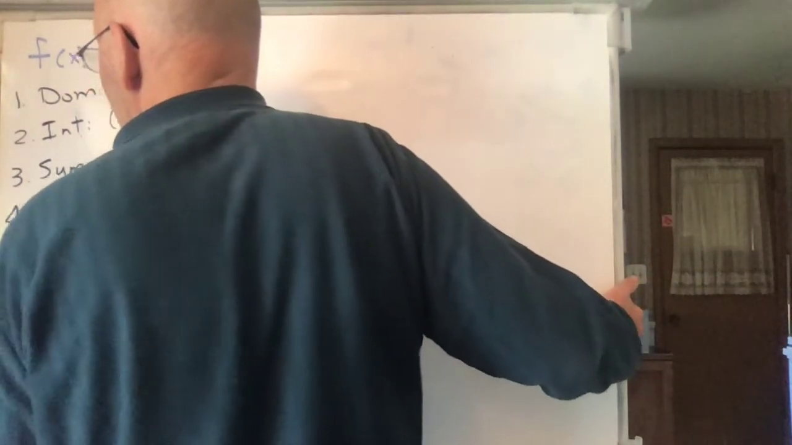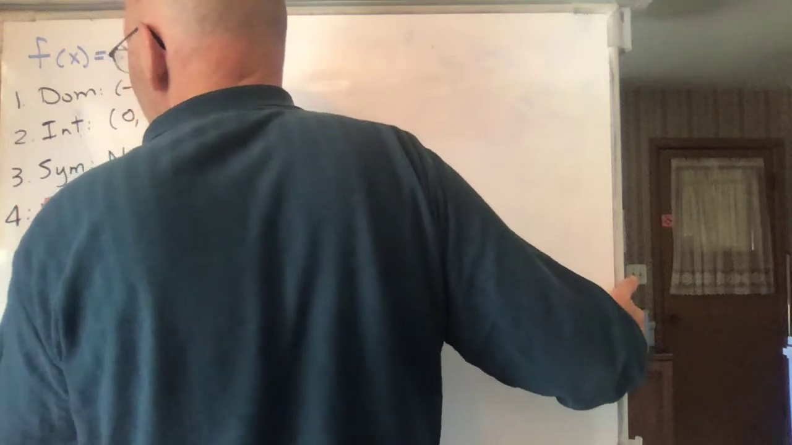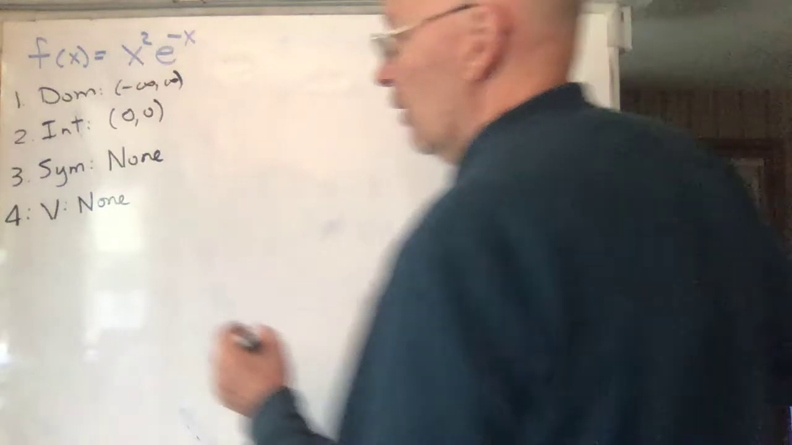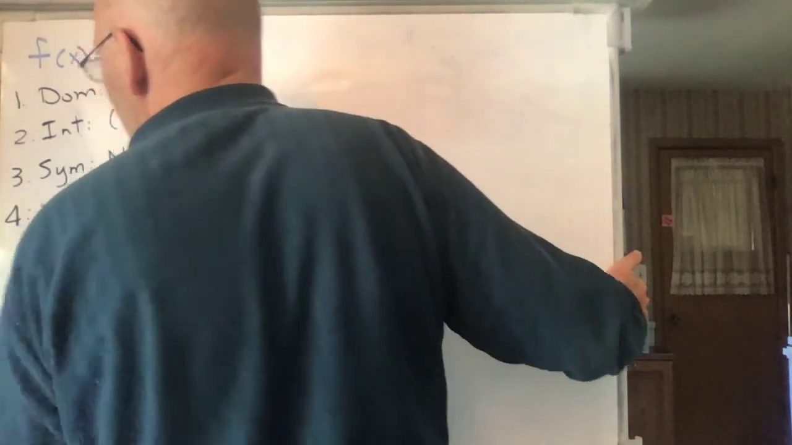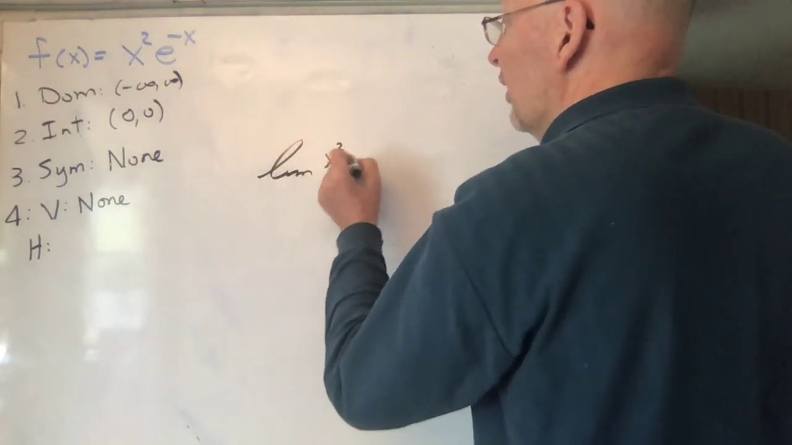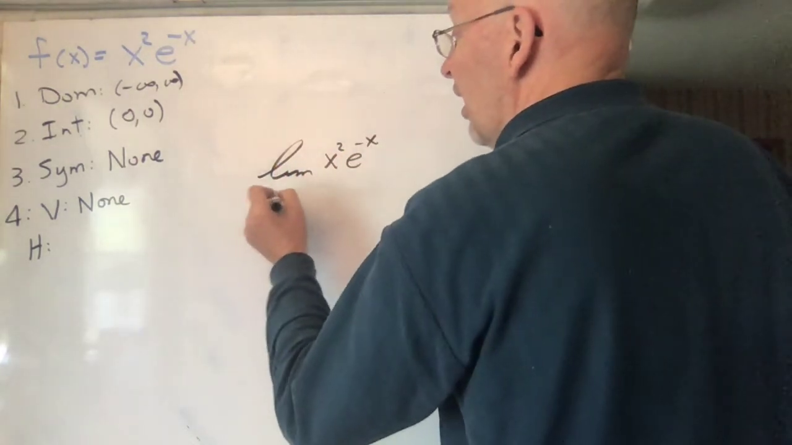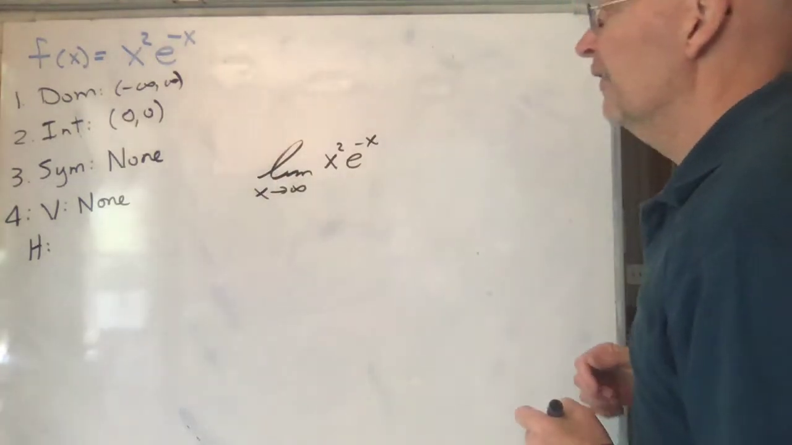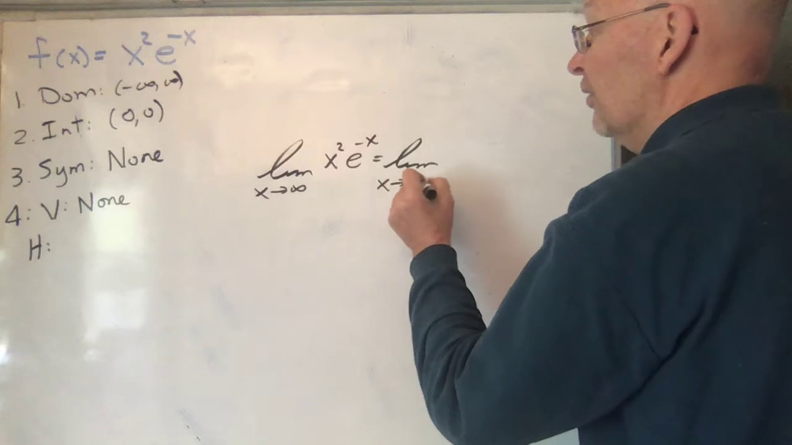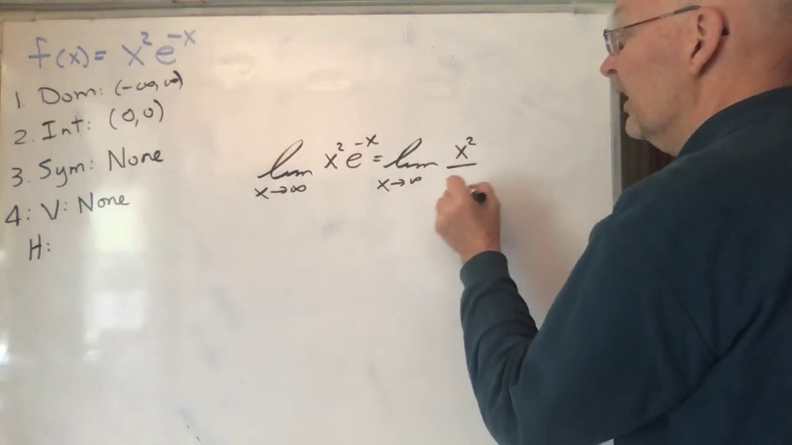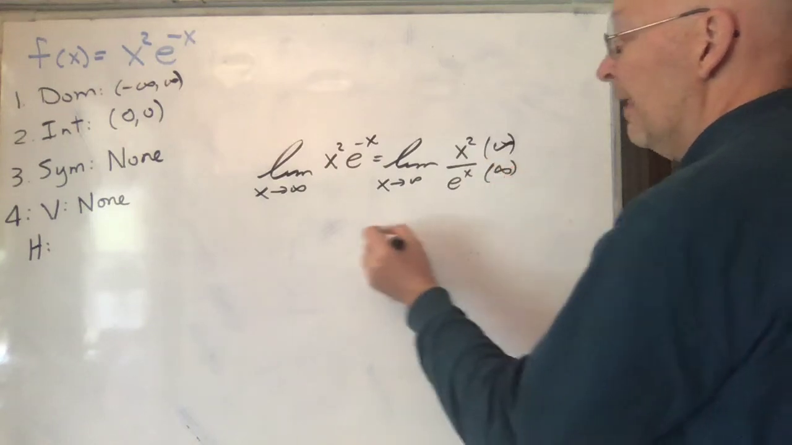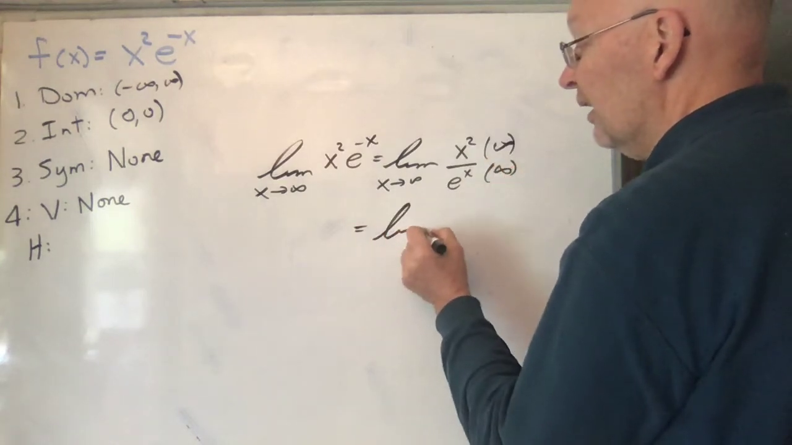Asymptotes, vertical, none, because there's no places where the denominator goes to 0. Horizontal, well, let's see. What's the limit of x squared e to the negative x as x goes to infinity? Remember how to do this one? You can write it as x squared over e to the x. Now you have infinity over infinity, and you use L'Hopital's rule on it.